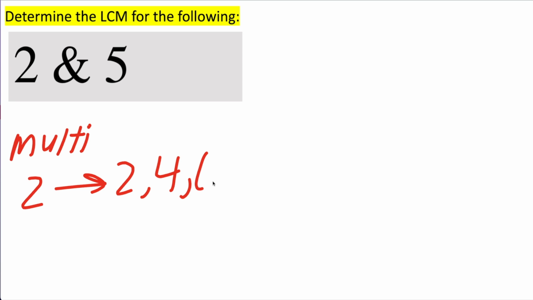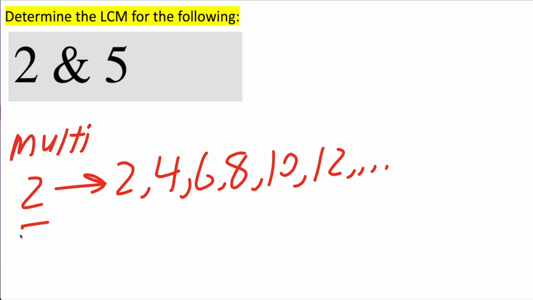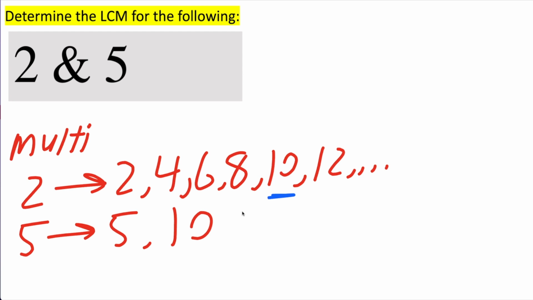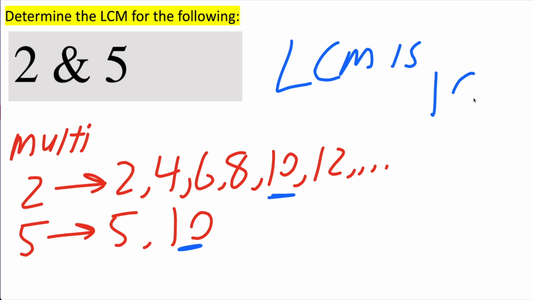So we got to get the multiples. I'll write it out as multi. So we got to do 2. So 2 times 1 is 2. 2 times 2 is 4. 2 times 3 is 6. 2 times 4 is 8. 2 times 5 is 10. And 2 times 6 is 12. I'm going to put a dot dot dot. And then we'll do 5. 5 times 1 is 5. And 5 times 2 is 10. So we have a match because we have a 10 here and a 10. And that's the lowest common multiple. So for this problem, the LCM is 10.